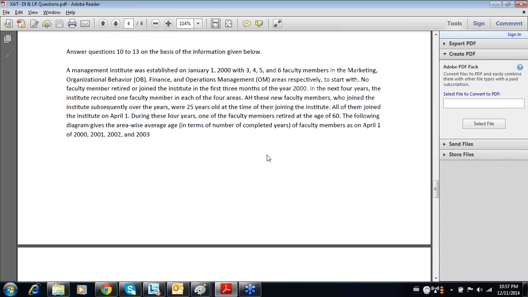A management institute was established on January 1, 2000 with 3, 4, 5 and 6 faculty members in marketing, organizational behavior, finance and operations management areas respectively to start with. No faculty member retired or joined the institute in the first 3 months of year 2000. In the next 4 years, remember this, the institute recruited one faculty member in each of the 4 areas.